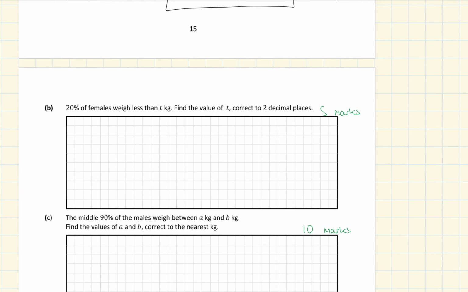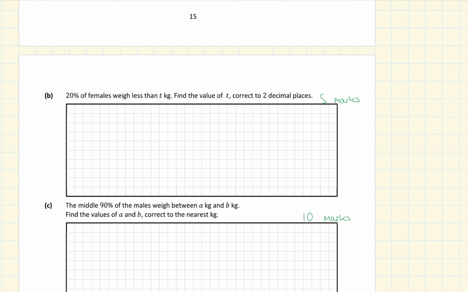Okay, part B now. We have 20% of females weigh less than T. Find the value of T correct to 2 decimal places. So we'll draw a quick sketch here. So what's happening is they've given us the point T. It's only 20%, so it's a very small area. So that's 0.2. And then we know if we have 0.2 there, the remainder here is going to be 0.8. So we'll use that to help us answer the question.